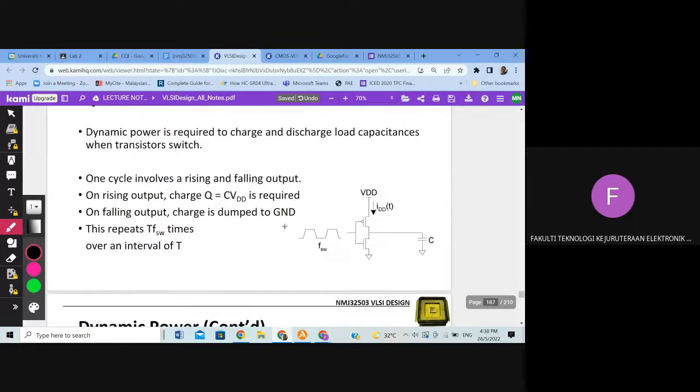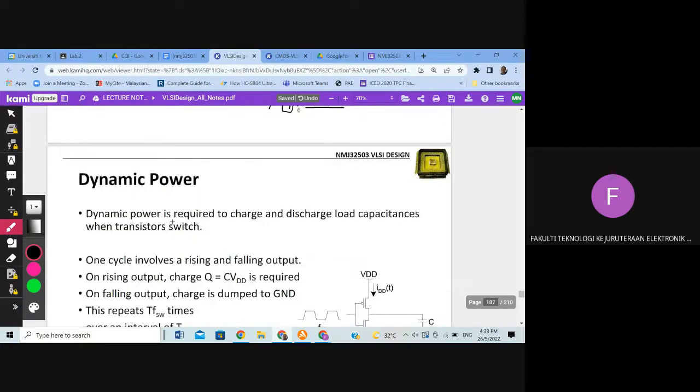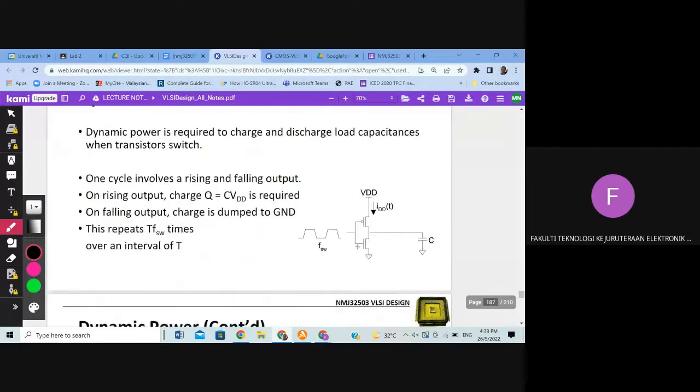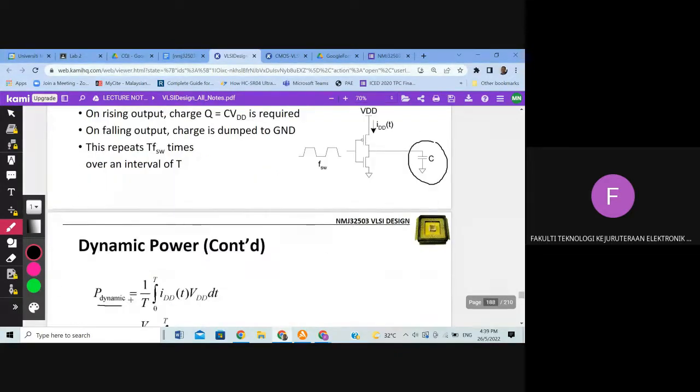So what is dynamic power? Dynamic power is required to charge and discharge load capacitance when transistors perform switching. This is the illustration. This is the capacitor, and this is the inverter gate, for example. We supply the F switching to the input, and then we determine the dynamic power.